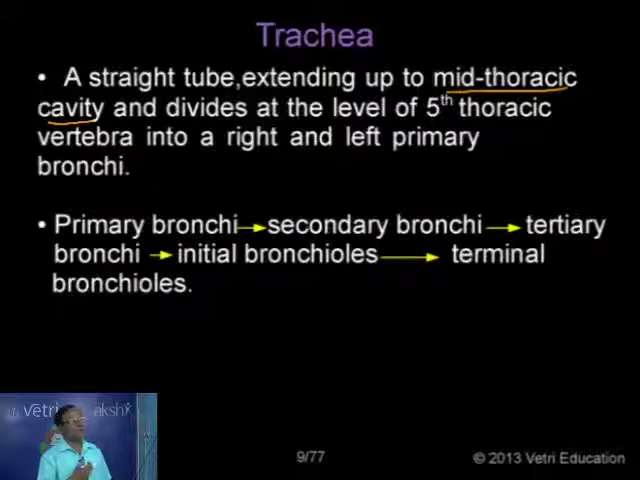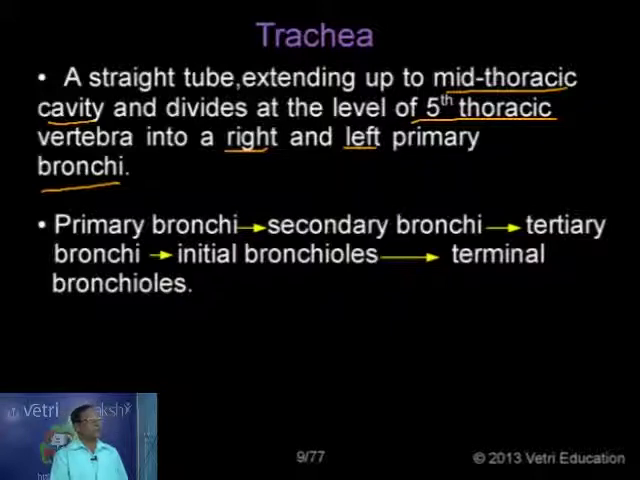At the level of the fifth thoracic vertebra, it divides into the two primary bronchi, namely the left and right primary bronchi.